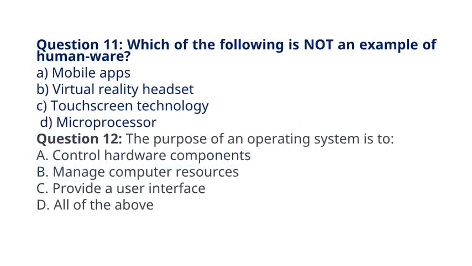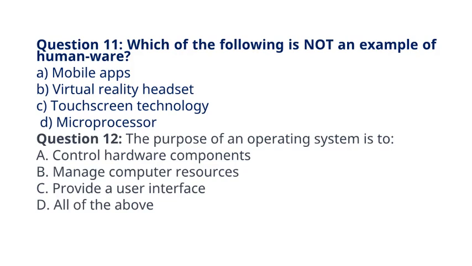Question 11. Which of the following is not an example of humanware? A. Mobile apps. B. Virtual reality headset. C. Touchscreen technology. D. Microprocessor. The correct answer to question 11 is option D. Microprocessor. Explanation: A microprocessor is a hardware component responsible for executing instructions in a computer system.